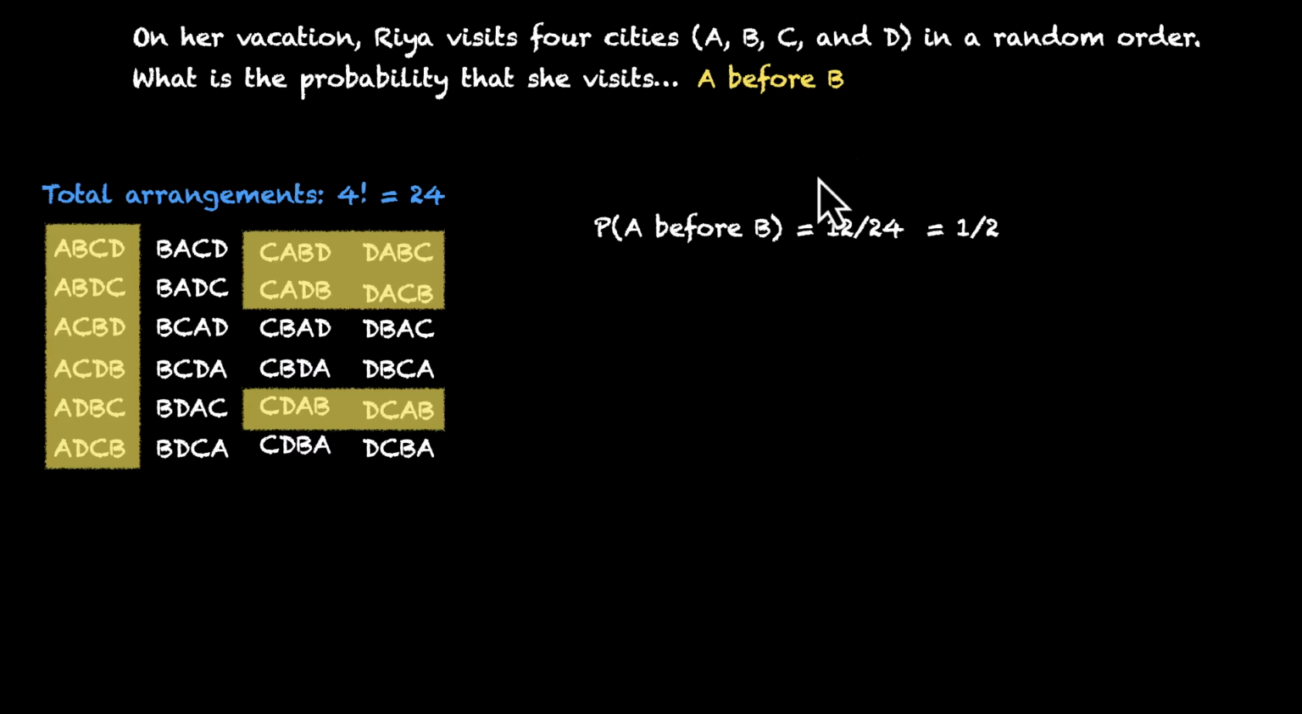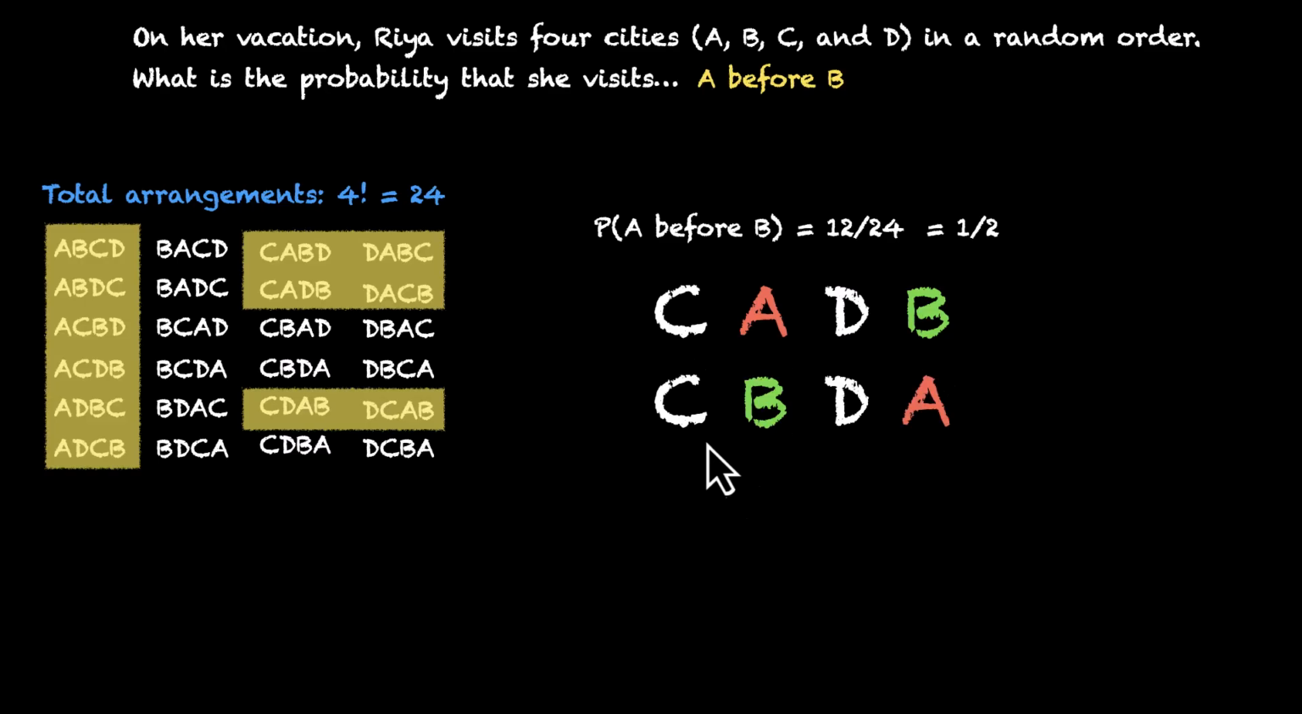But is there another way to think about this? Definitely. Let's think about this scenario C, A, D, B. If we fix everything else and just flip A and B, we'll get C, B, D, and A. These two are in a pair. In one case, we have A before B, and in the other case, we have B before A. And that's the case for all such pairs. Half of these will have A before B, and the other half will have B before A. That's why we're getting the probability 50%.